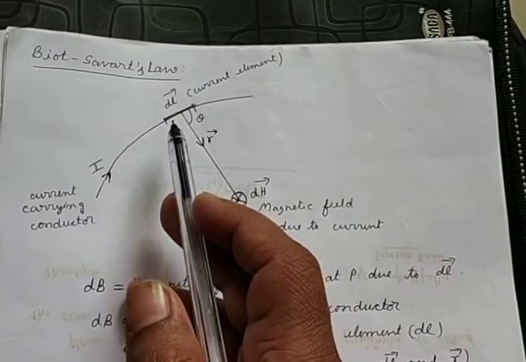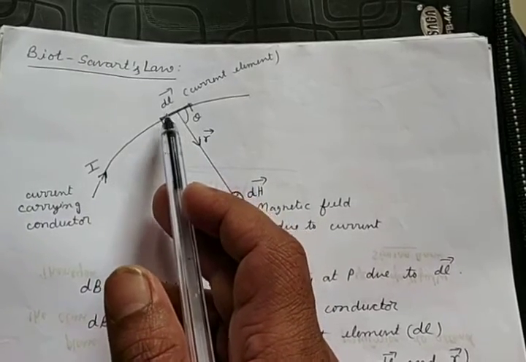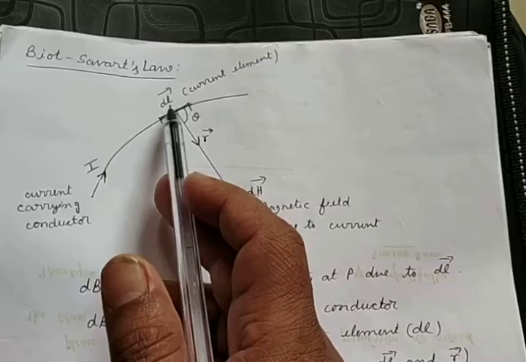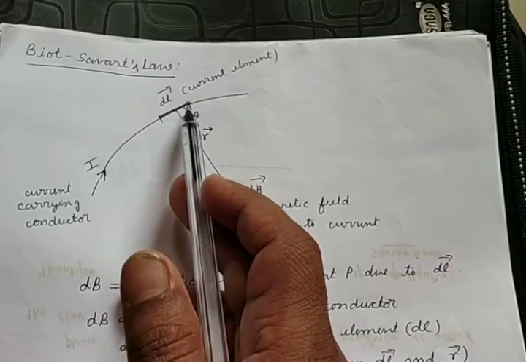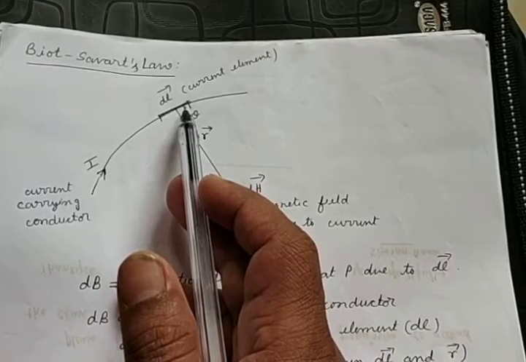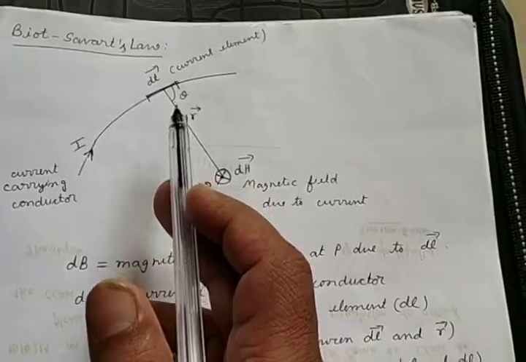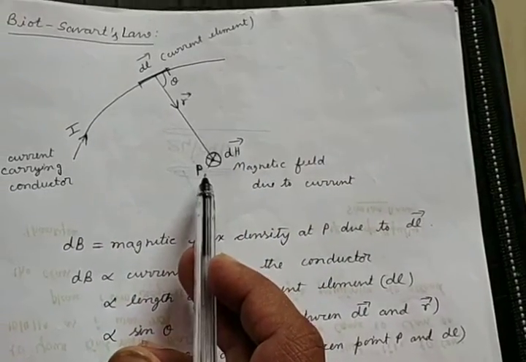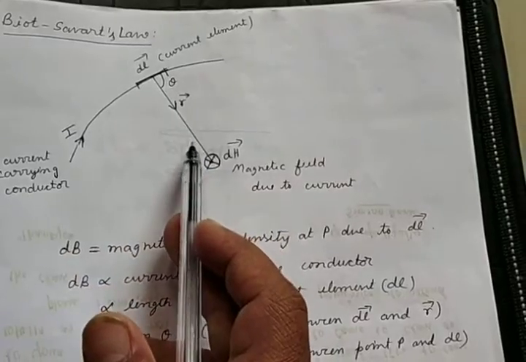We have considered one small element of this conductor of length say dl, and dl bar is the line element vector which is tangential to this. The current passing through this line element will be called the current element. Now we want to find out, due to this current element, what is the magnetic field at a point P at a distance r from this current element.